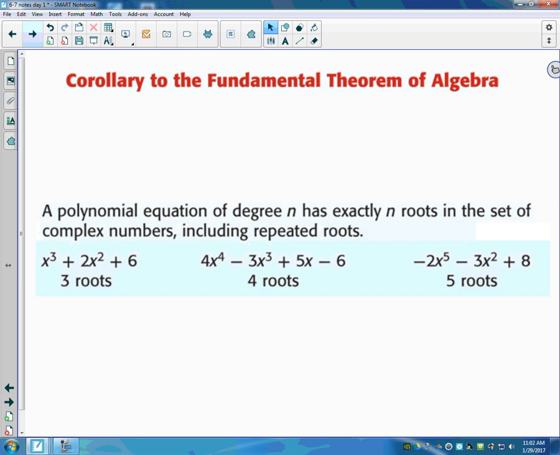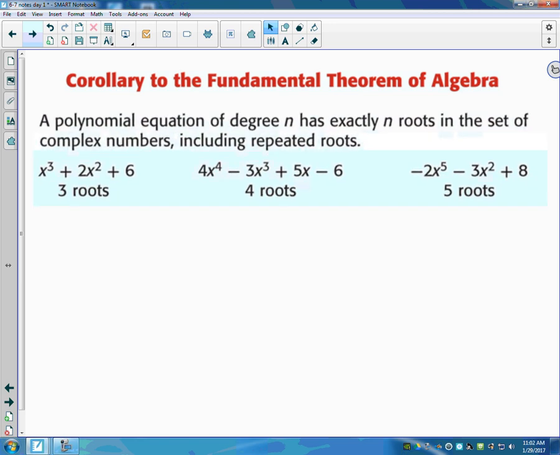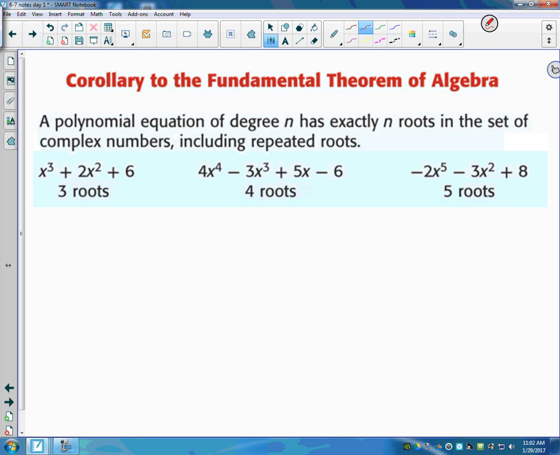Fundamental theorem of algebra, I think that it's the important part, says that if you have a polynomial of degree n, right, then it will have exactly n roots. And that includes repeated roots, so you got to kind of be careful on that. But whatever the degree is, you should have that many solutions. So a degree 3 function will have 3 total answers. A degree 4 will have 4. A degree 5 will have 5. And so just kind of keep that in mind as you're solving these equations. You know how many answers you should be getting.